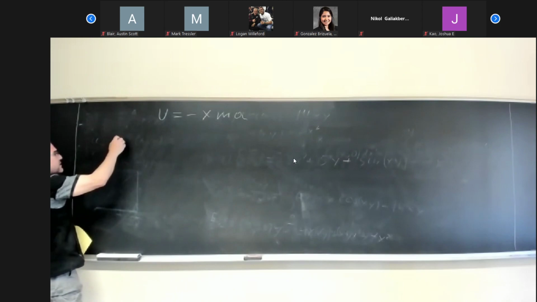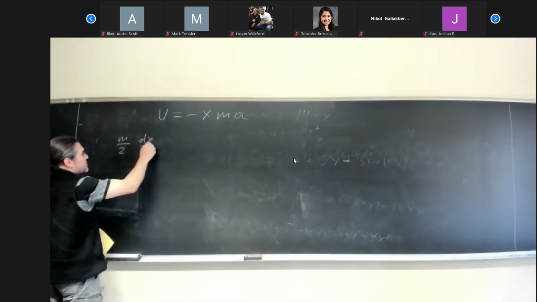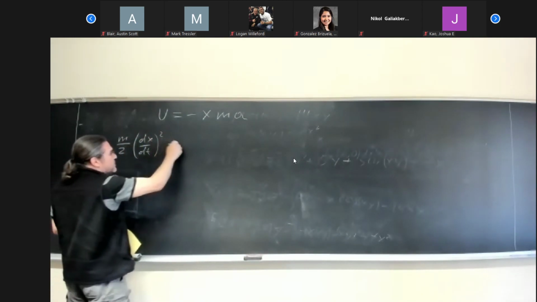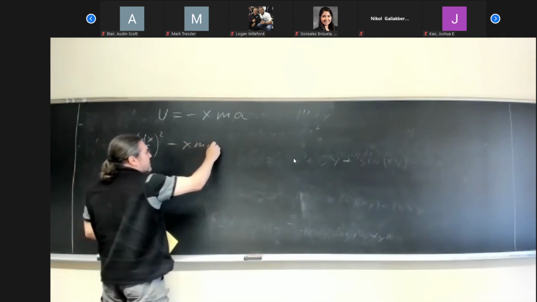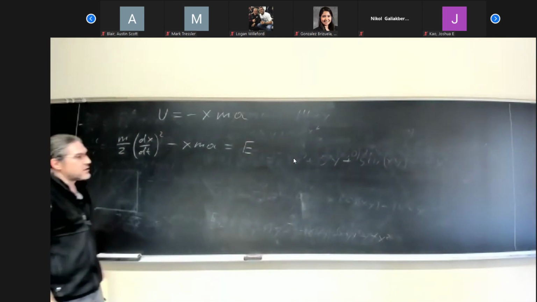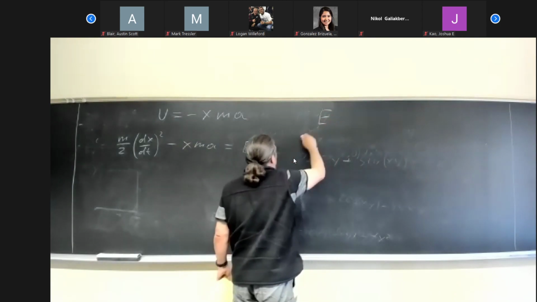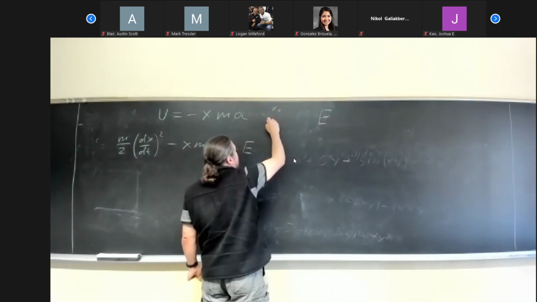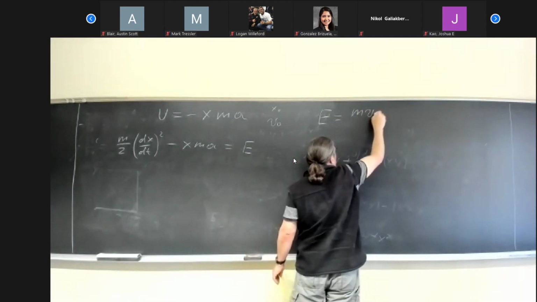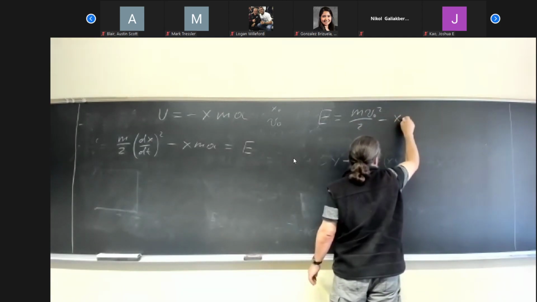So again, what you can do is write the energy conservation law. m over 2 times dx over dt, which is velocity, squared, plus U, which is minus x m a, equals the total energy. Right, that's my energy conservation law. Now, the total energy, if I have some initial position x naught and initial velocity v naught, then the energy equals the initial kinetic energy plus the initial potential energy.